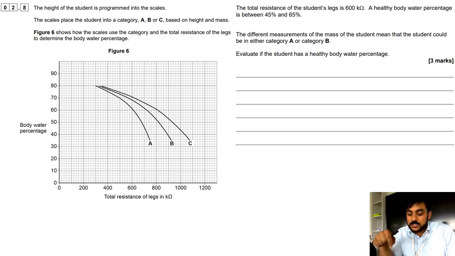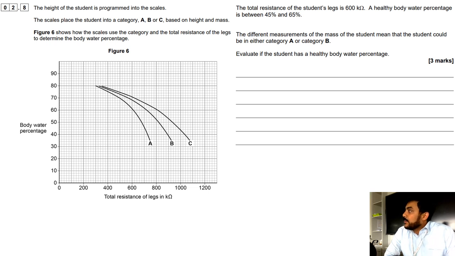The total resistance of the student's legs is 600 kilo ohms, and a healthy body water percentage is between 45 and 65. The different measurements of the mass of the student mean that the student could either be in category A or category B. Remember, the different measurements come from the earlier question. But we don't have to associate the measurements with the category, because the question is: Evaluate if the student has a healthy body water percentage.